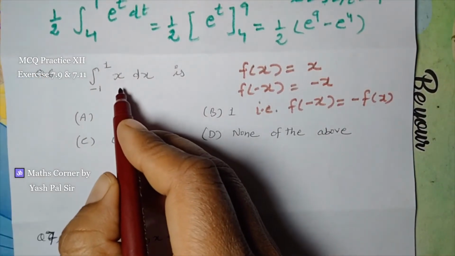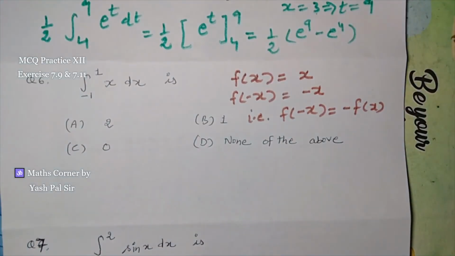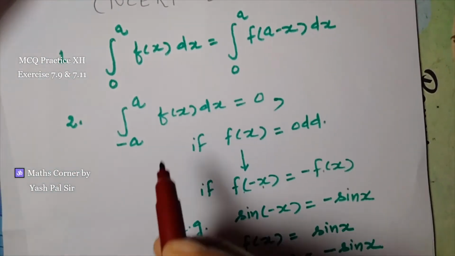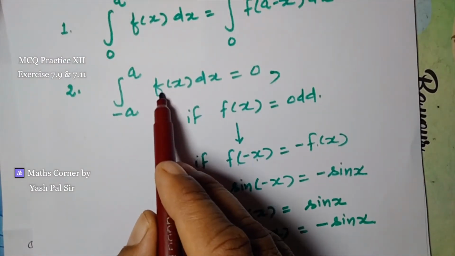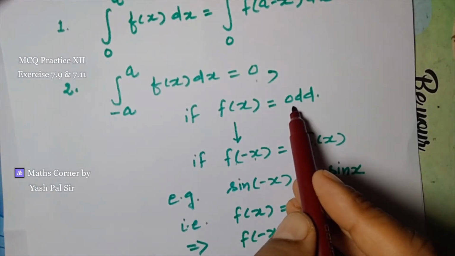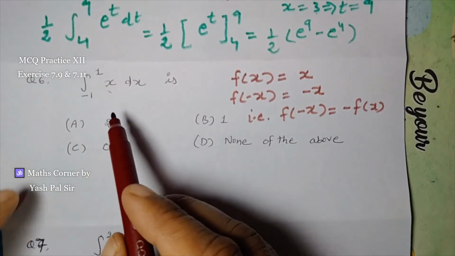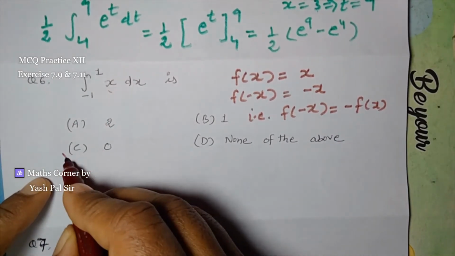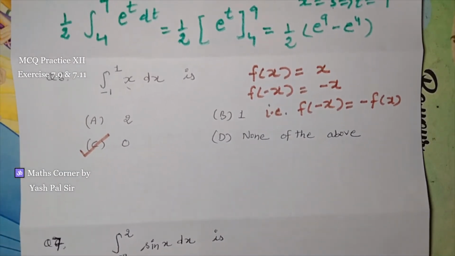So if a function is an odd function, then what is the property? We have already stated about this. The integral from minus a to a of f of x dx is 0 in case the function is an odd function. So here the function is odd, so its result is 0. Option number C is the right choice to this question.